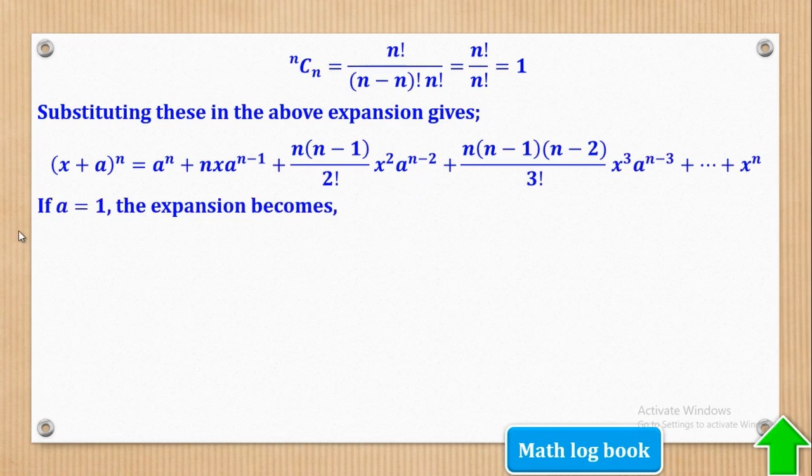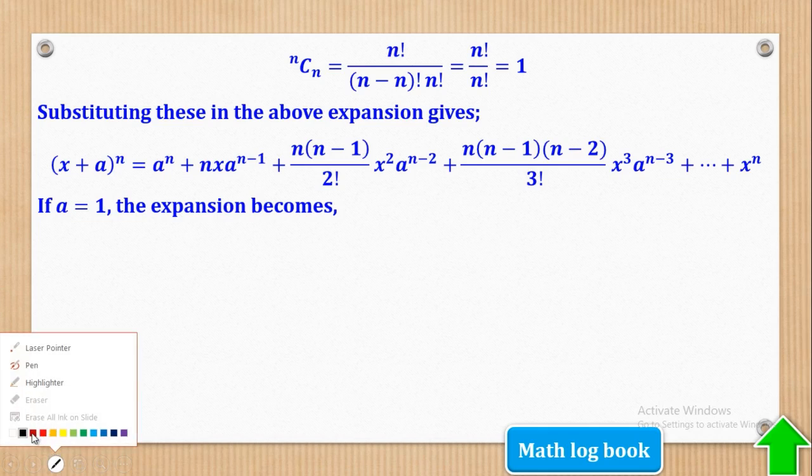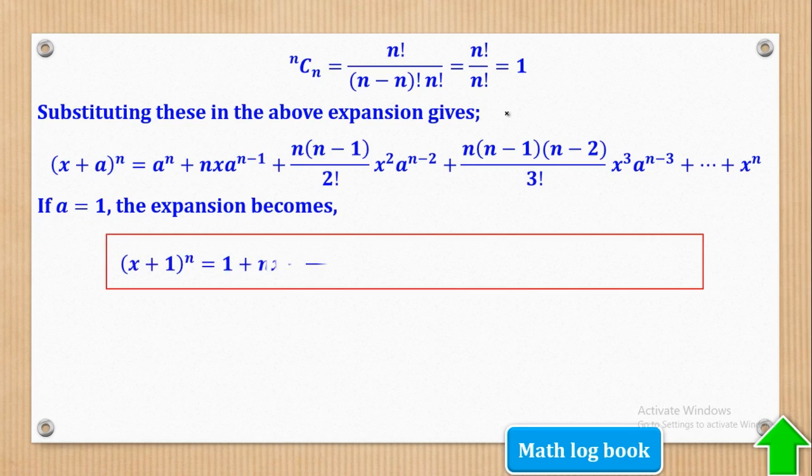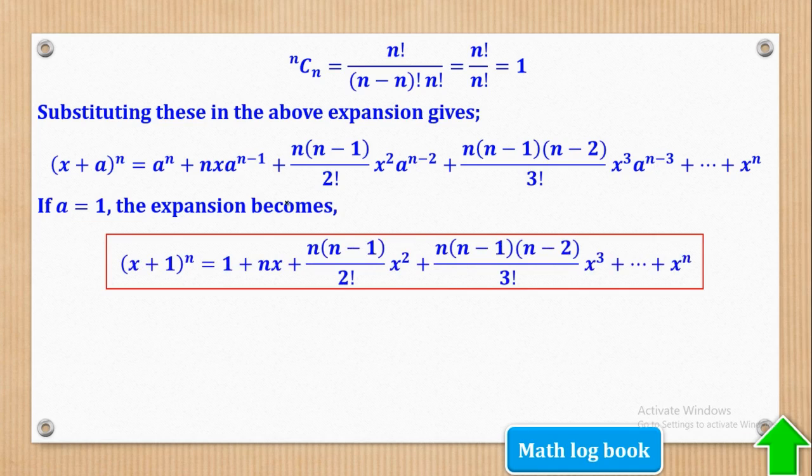So the special case is when this A is equal to 1. When it's equal to 1, it implies that everywhere where there is A, you'll keep putting 1. So put 1 there, put 1 there, put 1 here, put 1 there. When I do that, this is what I'll come up with. So this is the general formula for binomial expansion which we are interested in.